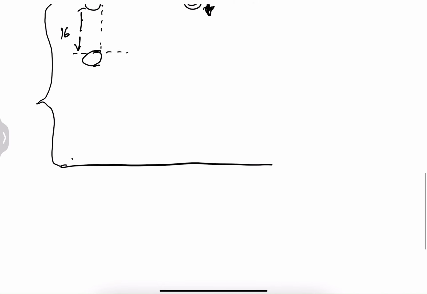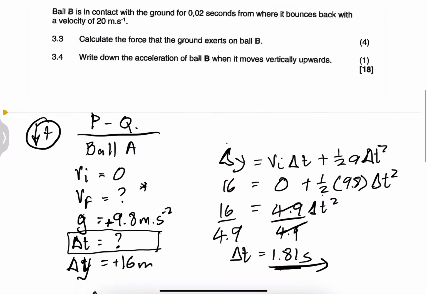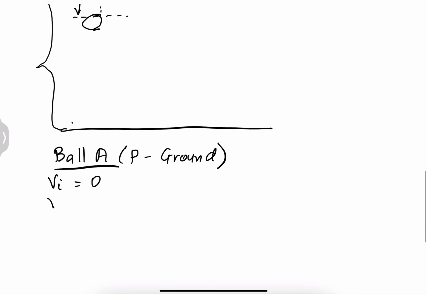So let's deal with ball A first. For ball A, we knew that the initial velocity is 0. This is now between point P and the ground. In this case, we don't know what the final velocity is.